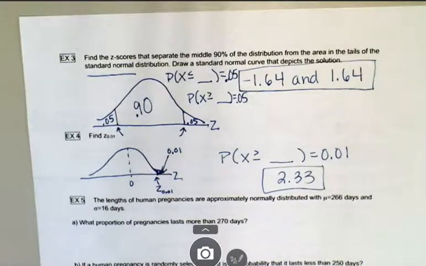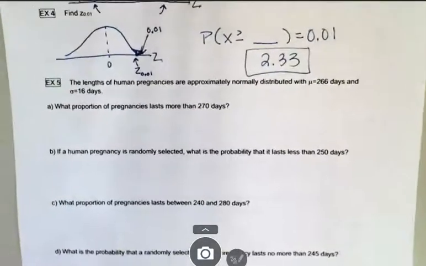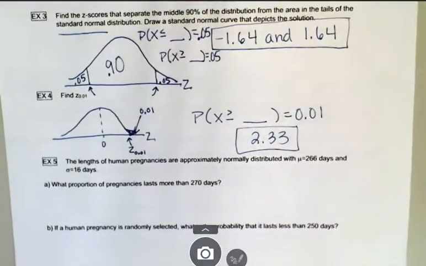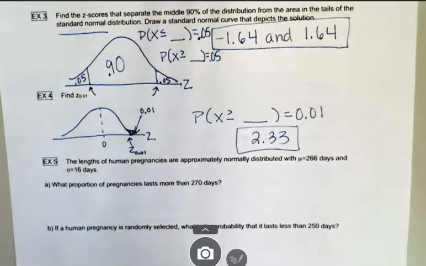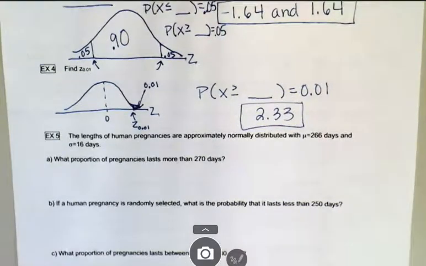Okay, so last one. Now finally, I've taught you all the different situations, at least I hope so, that you can encounter. So it's important to be prepared for everything. Area to the left, area between, area to the right when I'm working backwards. So that's why we have so many examples, because there are so many different things that can happen. So example 5, we're finally getting to a real life situation.